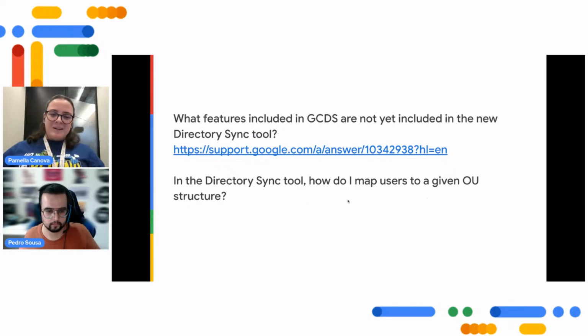And the second part is, how do I map users to a given organizational unit structure? We showed in the demo video that in the process of syncing using directory sync, you can choose how to map a user or a group to an organizational unit. So you can go back and look at the video again.